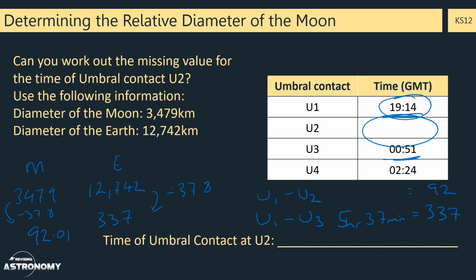So if this was 7:14, we need to add on 92 minutes. So firstly, we can add on an hour, which gives us 20, and then we need to add on the remaining 32 minutes, so that will be 46. So the time of contact at U2 will be 20:46.